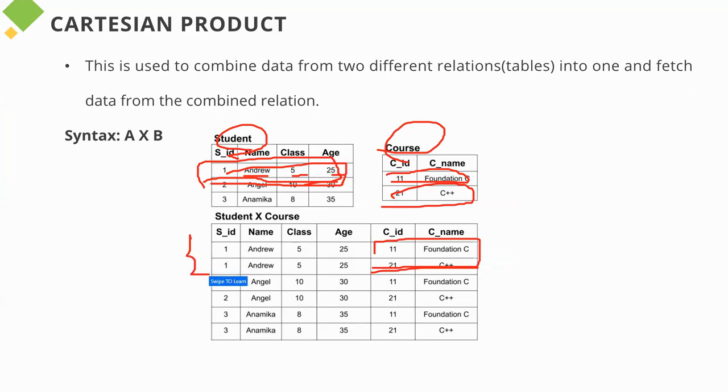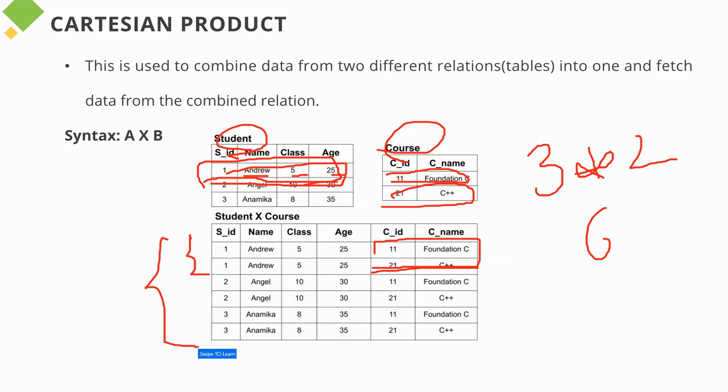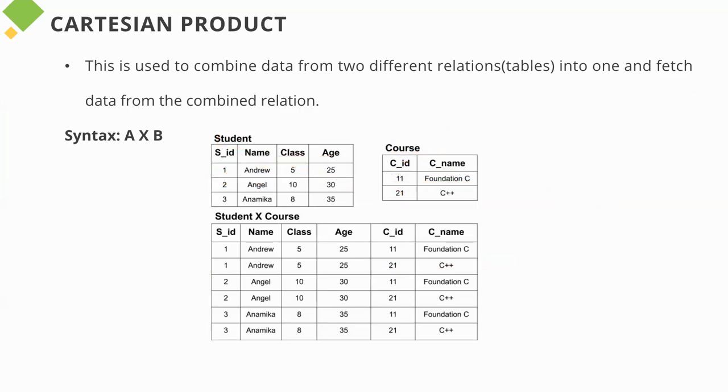If we have 3 rows and 2 rows, it will be 3 into 2, so 6 tuples would be there. And for student ID 2, Angel, and 10, 30, for this we add both the courses, 1 1 foundation C and 2 1 C++. The same for the third row. So if it has n into m, then the rows would be n into m.